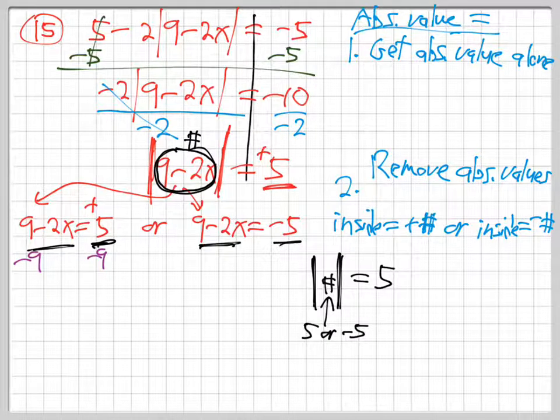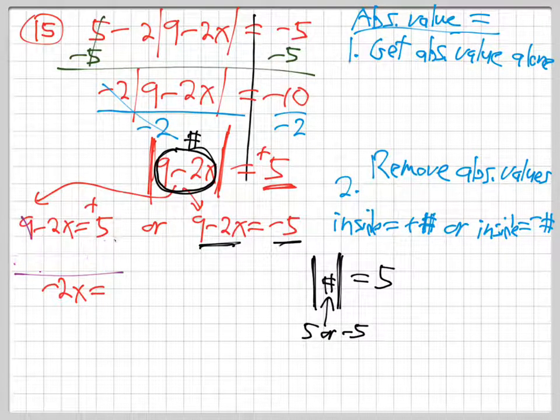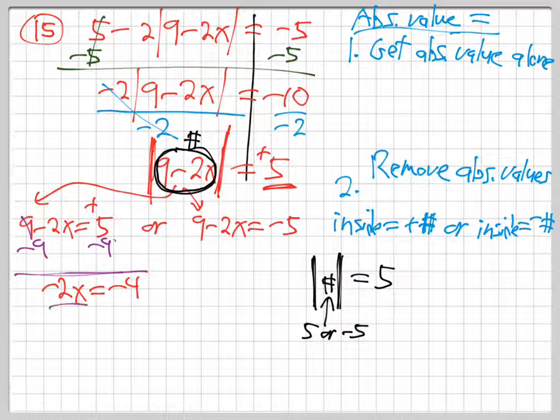Subtract 9 from both sides. We get minus 2x is 5. It almost looks like a fraction, it's not a fraction. Let me get rid of these bars, I was just underlining it for emphasis. So I'm subtracting 9 from both sides there. 5 minus 9 is minus 4. Last step, divide by minus 2. X is plus 2. So that's one possible answer.